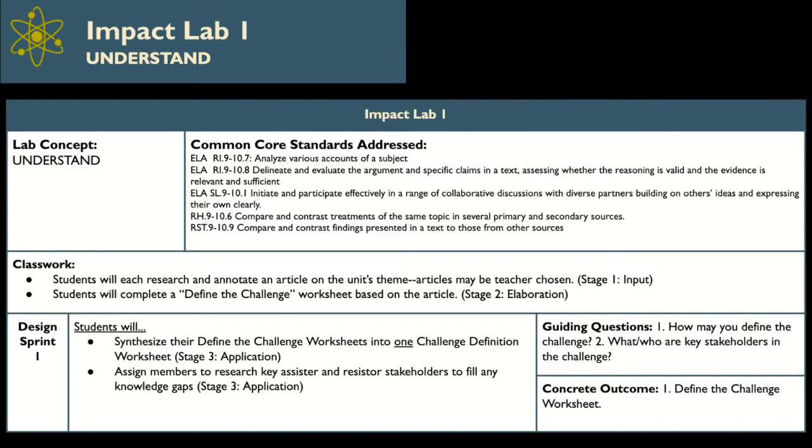The second objective would be assign members to research key assisters and resistor stakeholders to fill any knowledge gaps. So, we don't want to just depend on them finding a limited amount of articles and developing their understanding of the problem based on the articles. We really want them to now go out and research key assister and resistor stakeholders. And this would be part of their classwork next in Impact Lab 2.